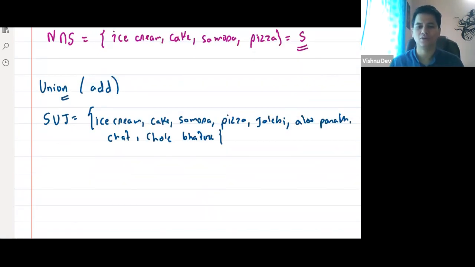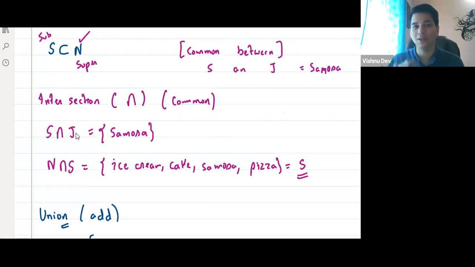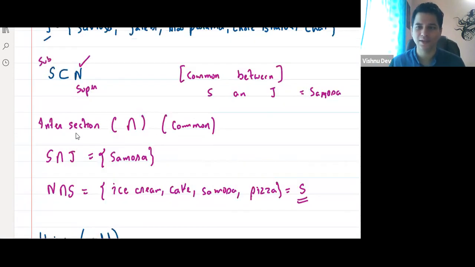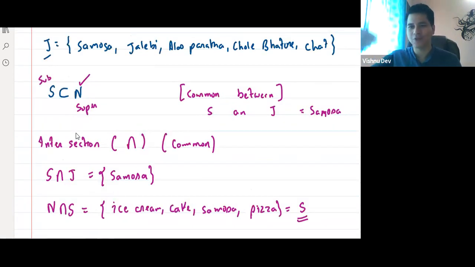Very simple. Try to think, you have to study with an open mind, like the parachute has to be open, as Ashish said. When you talk about union, it means everything, all the elements of both the sets. And we don't write samosa two times, because two times of anything doesn't have a different meaning. It is just written once.